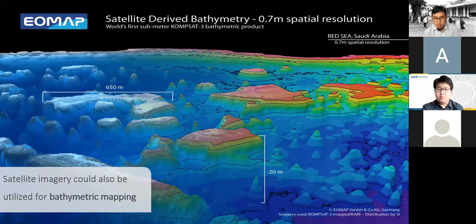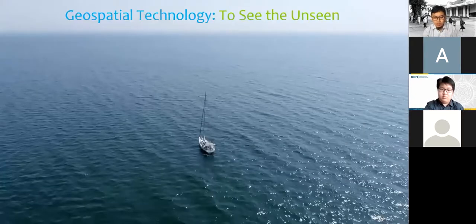But this all, of course, has some limitations, a lot of limitations actually. It only operates in shallow depth compared to what our sea is today. And one of the utilizations of geospatial technology is to see the unseen.